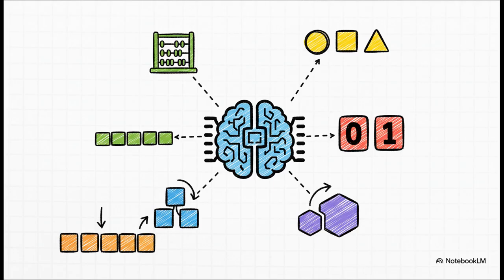Octal, base 8, our handy shorthand for grouping binary digits in 3s. Hexadecimal, base 16, the even more compact shorthand for grouping binary digits in 4s. And last but not least, MSD and LSD. That's just most and least significant digit. The MSD is the digit on the far left with the most value, and the LSD is on the far right with the least. Got it?